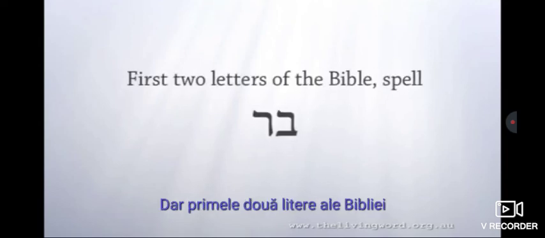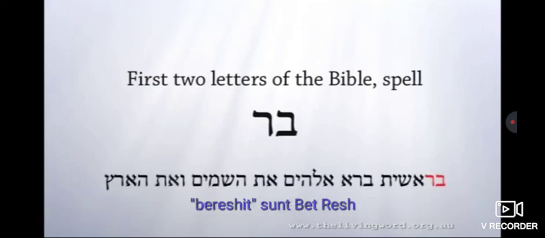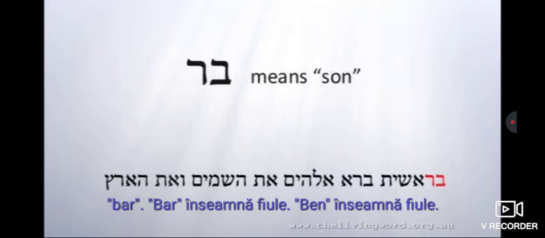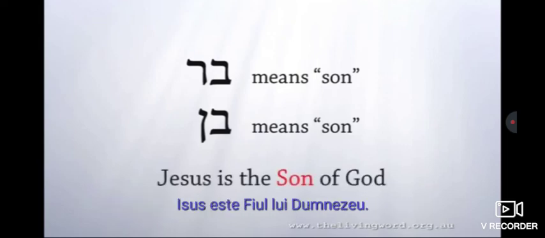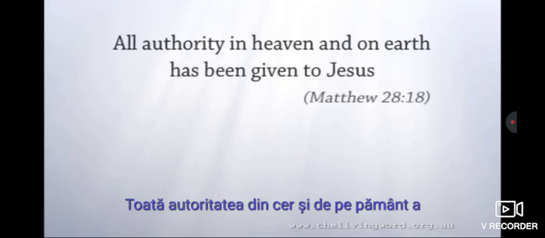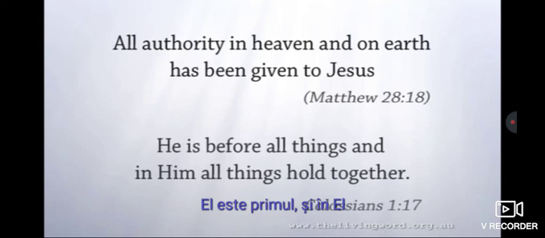But the first 2 letters of the Bible also spell son. The first 2 letters of the word Bereshit are bet resh. Bar means son, ben means son. Jesus is the Son of God. All authority in heaven and on earth has been given to him. He is the first, and in him all things hold together.